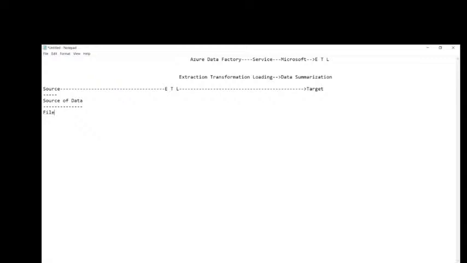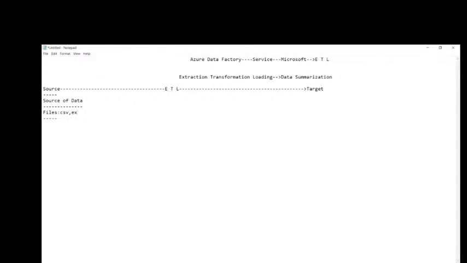That is from the files. We get the data from files. What are the files we can have? We can have CSV files, comma delimited files, or CSV itself is called comma separated value files. Then you have Excel files.